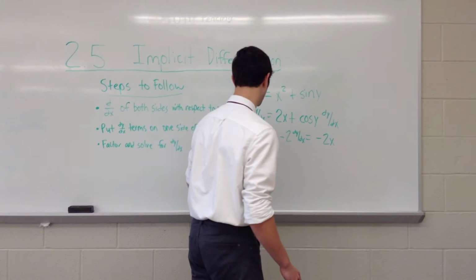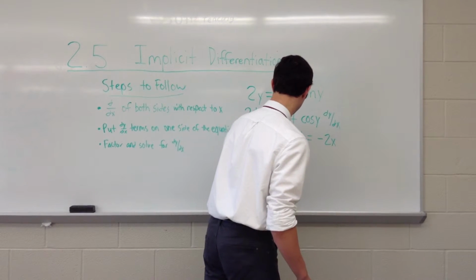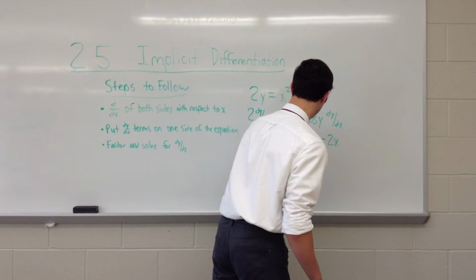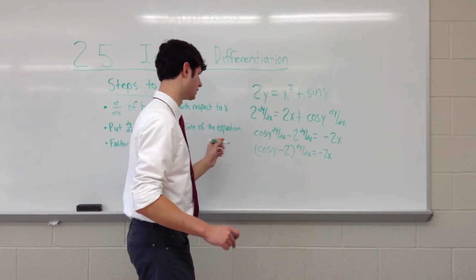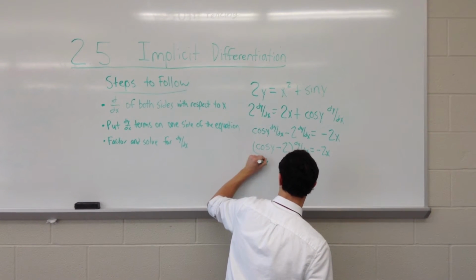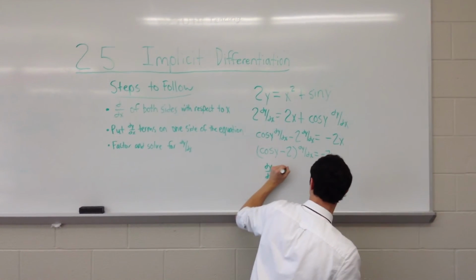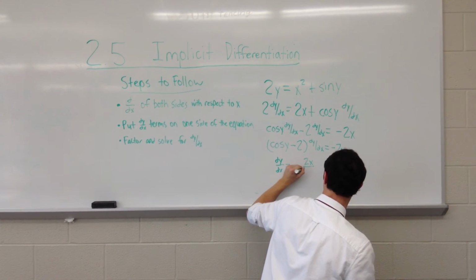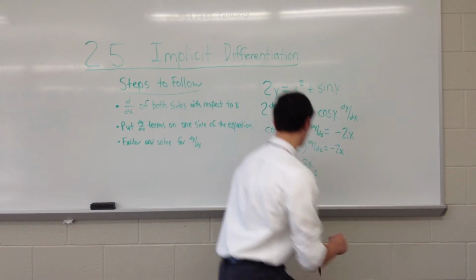So cosine y minus 2, all times dy/dx, equals negative 2x. And finally, to isolate dy/dx, you're going to divide by cosine y minus 2 on both sides. So your final equation will look like dy/dx equals negative 2x over cosine y minus 2. And here's your final answer.